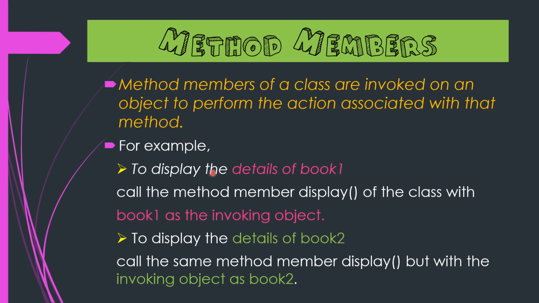For example, here, what was the method member? Method member was display, and what was the certain action? It was displaying the details. So here we are relating this method member with the certain action performed, because this action is associated with this method. Means this action can only be performed when we are using this method member display.